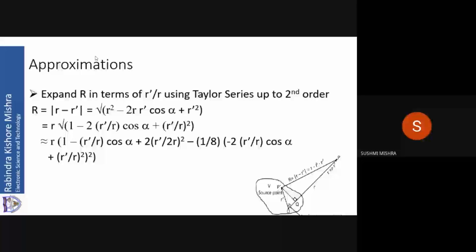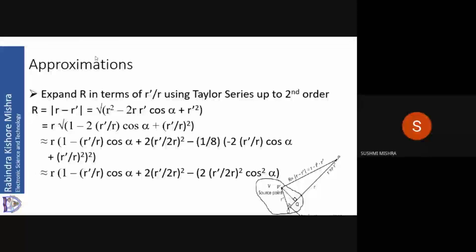Then minus 1 by 8. This term comes from the Taylor series. So minus 1 by 8 whole into minus 2 r dash by r cos alpha plus r dash by r square whole square.